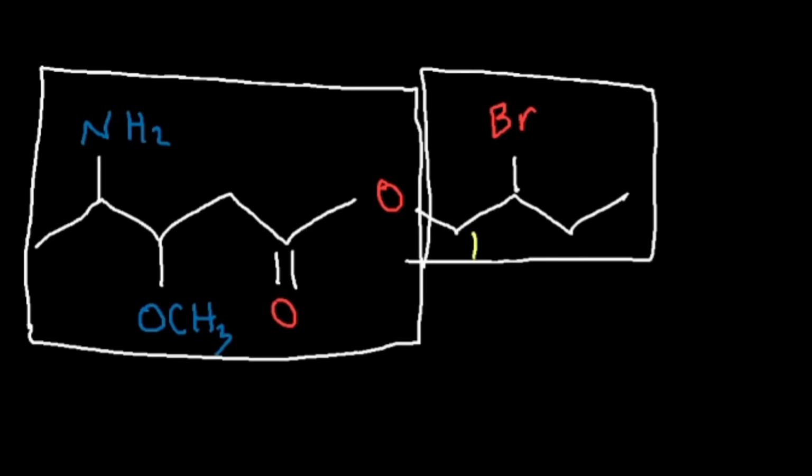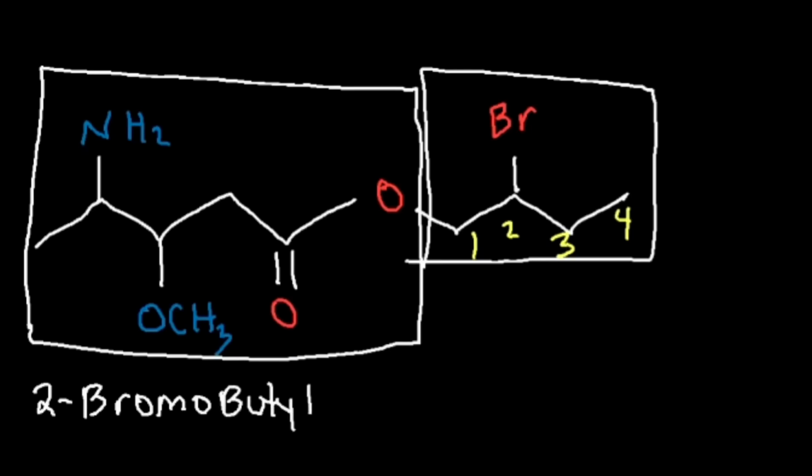So let's count the longest chain for the right side. It's 4 carbons, and we have a bromo group on carbon 2. So we're going to say it's 2 dash bromo, and instead of saying butane, it's going to be butyl for the 4 carbons. So we're done with the first part of the molecule. Now let's move on to the second part. So let's count the longest chain. 1, 2, 3, 4, 5. So we have an ester with 5 carbons. So 5 is pentane, but instead of saying pentane, we're going to say pentanoate.